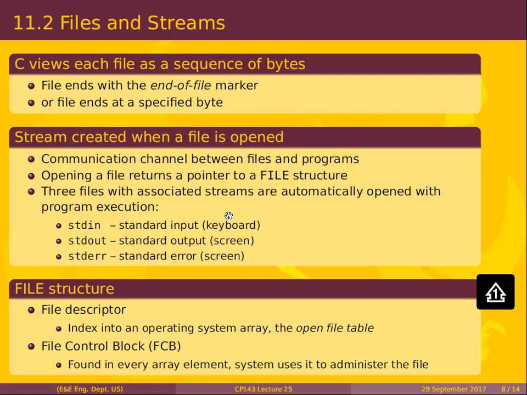So how does the C program now look at the file? It views a file as a sequence of bytes. But obviously the program has to know when this information is going to stop. And for it to stop, we usually mark the file with an end of file marker. You can see it as a special character that's written to the file that indicates the end of that file.